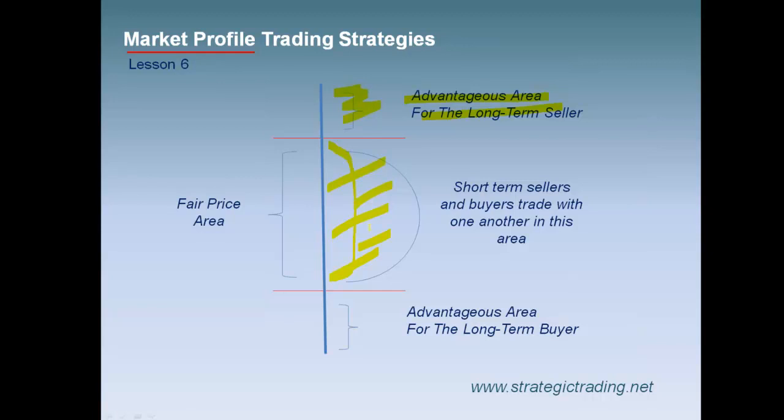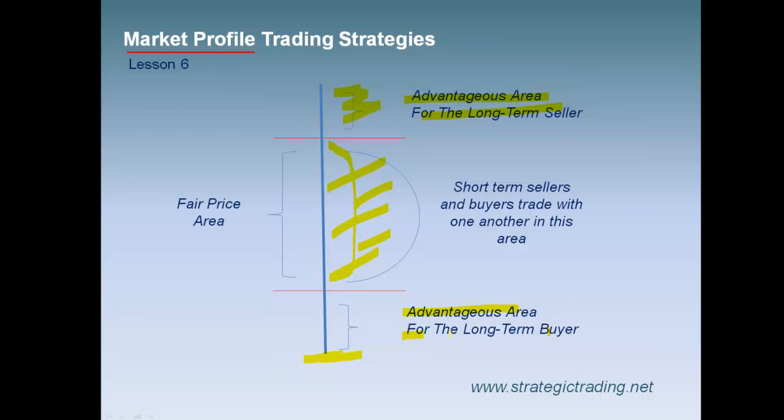And on the other side of the coin, they're looking for the advantageous area to buy. And so if price drops to a certain point, they will come in and buy at this point because they will feel like they are getting a deal. So they're always looking for these advantageous areas in the market.